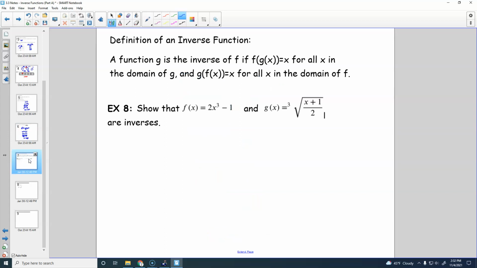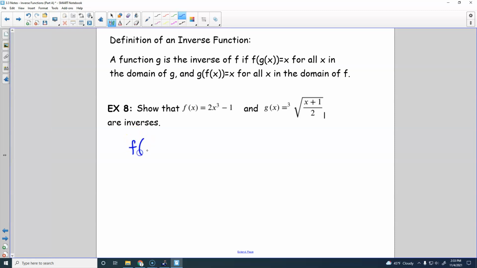Okay, so one other thing that we did is the definition of an inverse function. We said for functions to be inverses, if we find f of g of x, it has to equal x, and if we do g of f of x, it has to equal x. So I'm just going to do one of these. I think I'm going to skip example 9. But to verify that they are inverses, I would have to find f of g of x. And if they're inverses, they should undo each other, right?